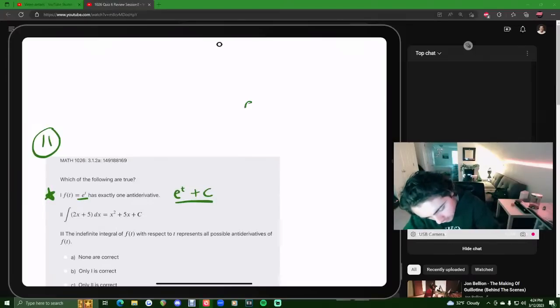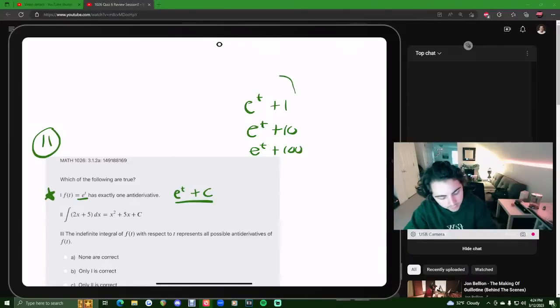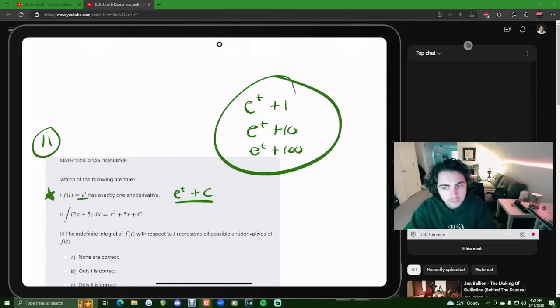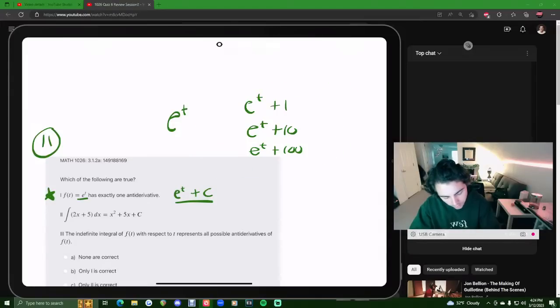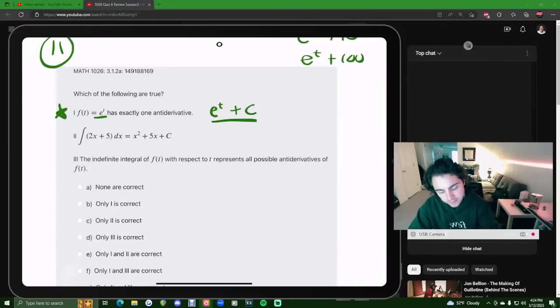So we could have e to the t plus 1, e to the t plus 10, or e to the t plus 100. You get the idea. And in this family of functions, all of these have the derivative e to the t. And so to say that the function e to the t has only one or exactly one antiderivative is false, because all of these are antiderivatives. These are just a few examples of antiderivatives of e to the t, right? So that's why we add plus c, and to say it has exactly one is false. All right.